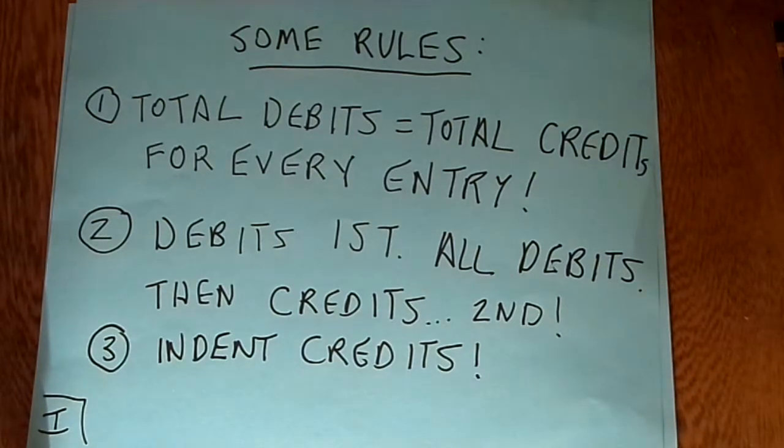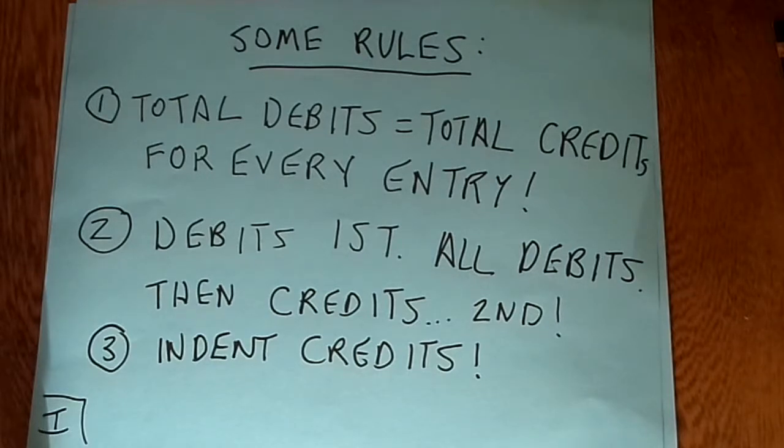Now that you've seen a final journal entry, let's look at some rules. First, total debits must equal total credits for every entry. You don't have to have the same number. There could be 3 debits and 1 credit. There could be 5 debits and 3 credits, but the dollar amounts have to agree.